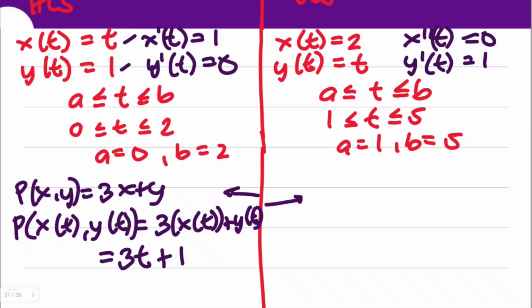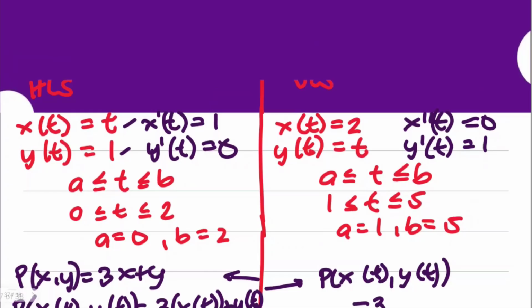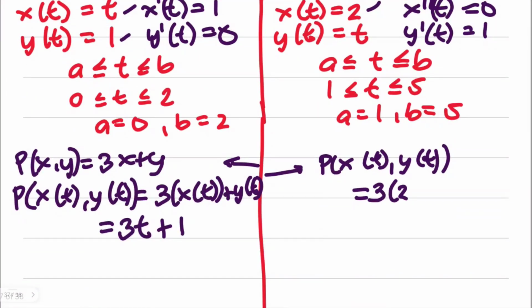For our vertical line segment path, similar thing. Your p of x of t, y of t would be 3 times your x of t, which is 2, plus your y of t, which is t. So this is actually equal to 6 plus t. That is the idea for the parameters that would describe your function p.